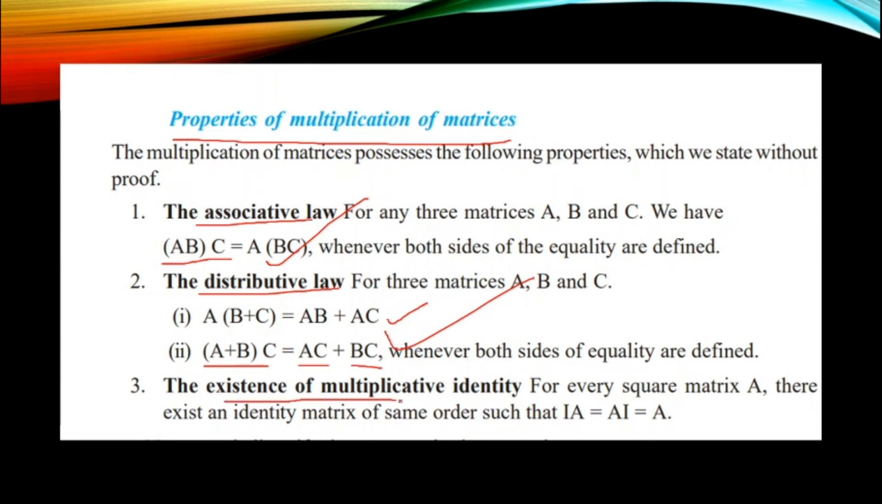Existence of multiplicative identity. Okay, that is when you multiply an identity matrix with a matrix, you get the matrix itself. That is, if IA equal to A, then AI is also equal to A. Only remember, for every square matrix, the product of the square matrix and the identity matrix will be the matrix itself, not the identity matrix. The matrix you're multiplying with that identity matrix. Is it clear?